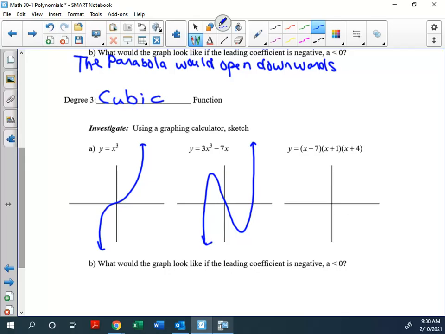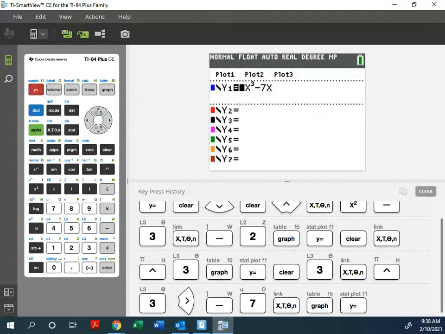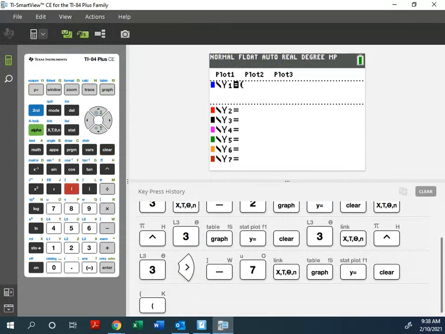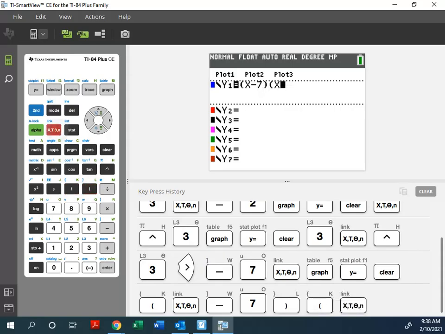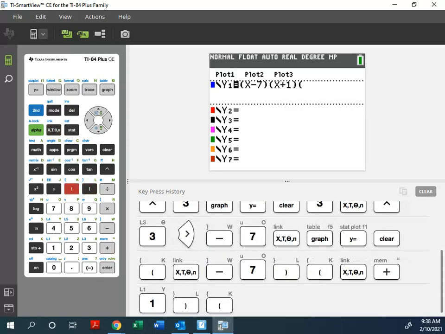So it goes up, down, up. Okay, well, those look really different. Do you see anything in common? You know, as we start to evaluate patterns, what's going on? Well, let's get another one so that we can see what's going on. Here we've got x minus 7, x plus 1, x plus 4. Let's see what that looks like. I think it was x minus 7, x plus 1, x plus 4.